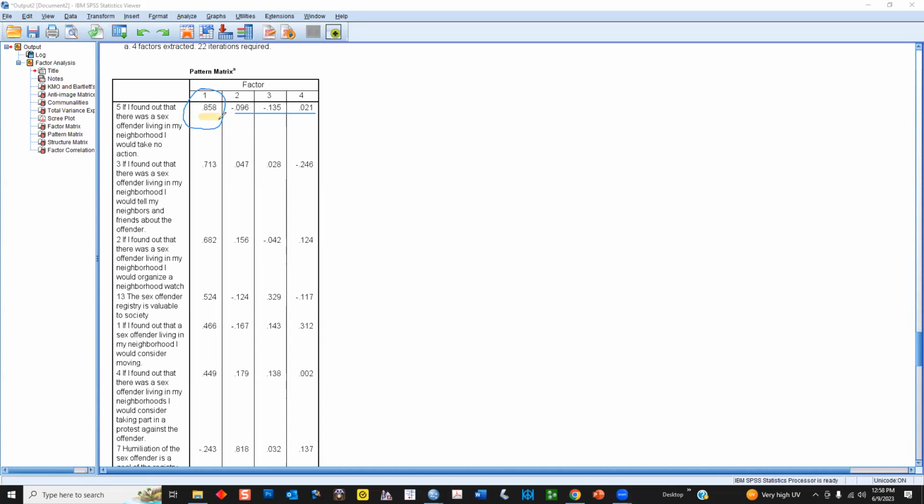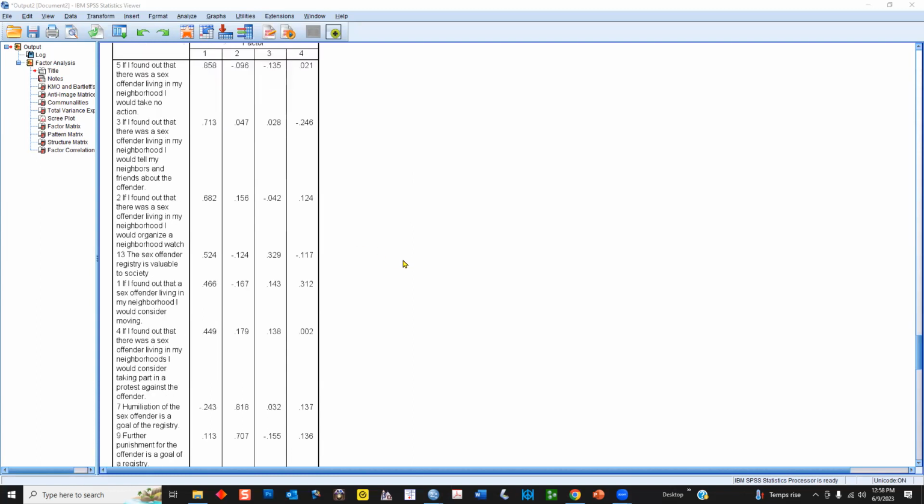We don't want to have a minimum loading that's less than 0.4, and we don't want a factor that only has one item loading on it. That would be what's called by some people a bloated specific or a pseudo factor. So we don't want a pseudo factor. We want to have at least 2 items loading onto the factor in order for us to think that it's real and not a pseudo factor.